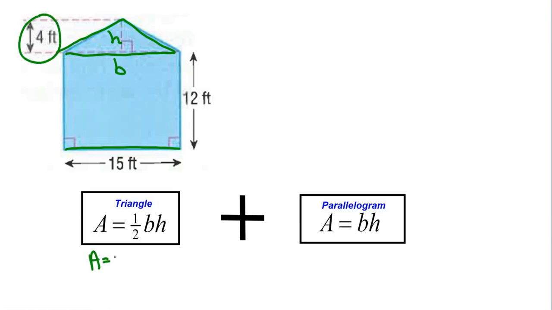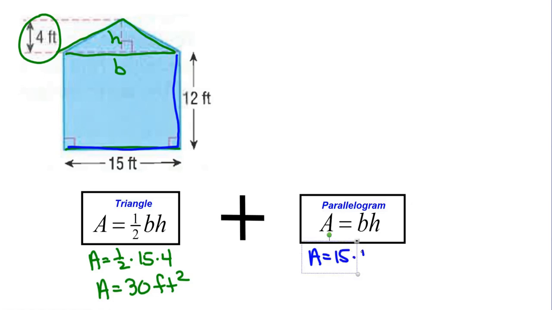So the area of the triangle is 1/2 of 15 times 4. And 1/2 of 15 times 4 is 30 square feet. Then my parallelogram on the bottom is base times height. So here's the base and here's the height of the rectangle. So the area is going to be 15 times 12, and 15 times 12 is 180 square feet.